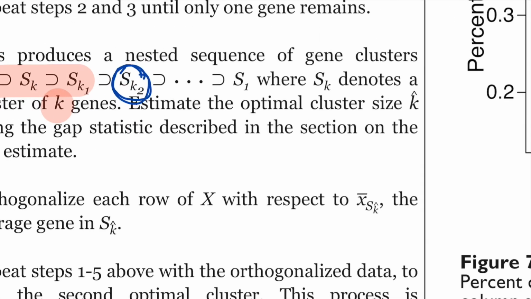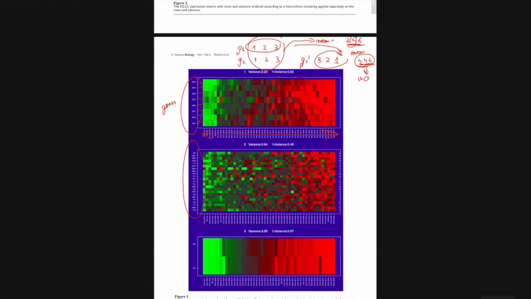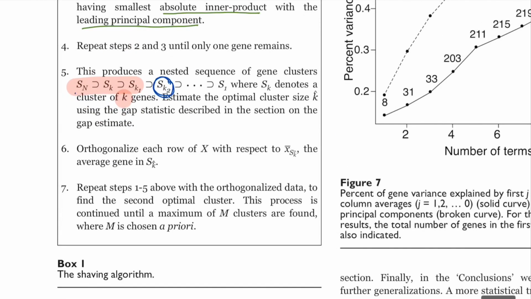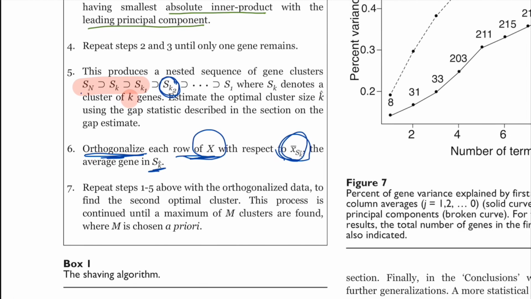So it's a fancy way to essentially pick the cluster with the highest variation within the mean gene. So now you pick one cluster, for example, this one. You keep this cluster and show it nicely in your paper to show that the paper works. But after you keep this one, you orthogonalize each row with respect to the mean. So you compute the mean gene in this cluster, and then you orthogonalize the data.